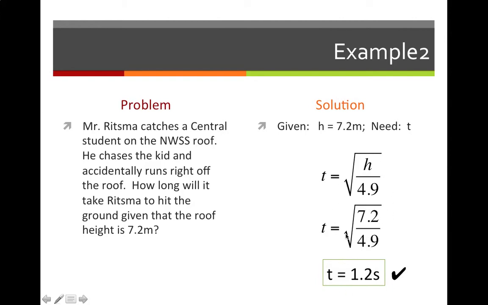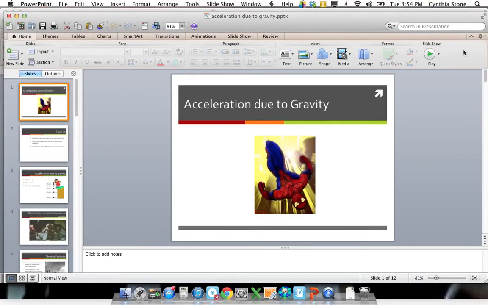Good to practice these calculations because of working with the square root, but it takes him 1.2 seconds to hit the ground. Again, a fairly reasonable number. And yeah, I think that's it. So that's our lesson on acceleration due to gravity. There's lots of good labs related to this one you should be trying out.